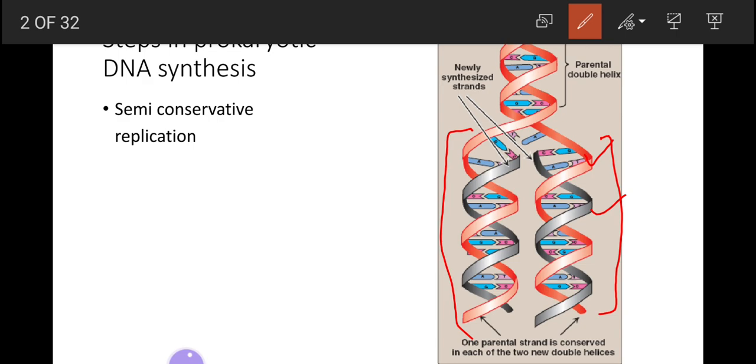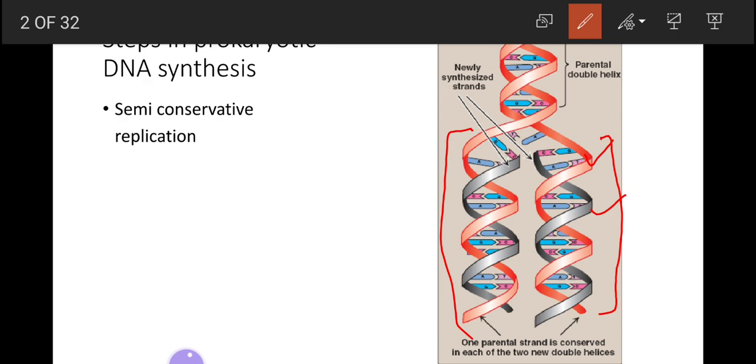This means that this process is semi-conservative replication. It means that each of the parental strands remains intact in one of the two new duplexes. In a new molecule of the DNA, one strand is the parental strand and one is the new strand.